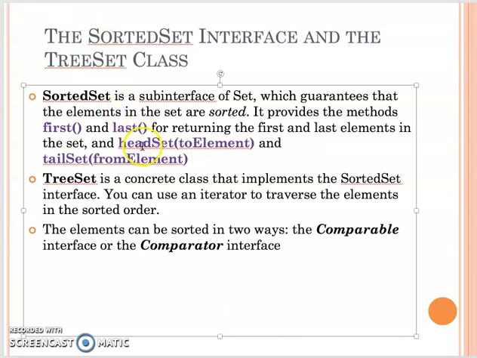And they have the head set or the tail set. So that's why those elements in the tree set can be sorted. They are sorted by default according to your comparable interface. So remember in your user-defined class, you can implement the comparable interface and override the compareTo method.